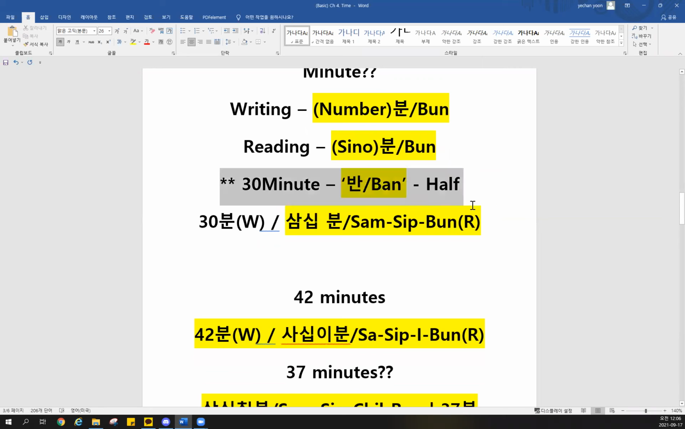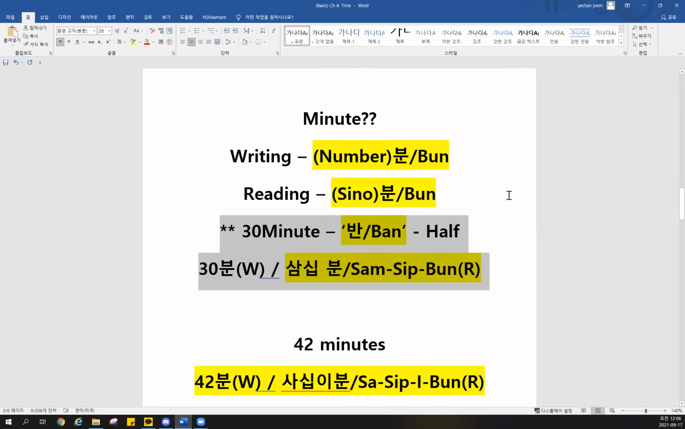And this one is kind of special, guys. So 30 minutes, like 6:30. We usually can also say 6:30 or 6.5, right? So in South Korea also have two different versions, reading and writing. So 30 minutes can be written with 반, which means half. And also we can say exactly 30 minutes, like 30분, because minute is the Sino version, right? So 30분.